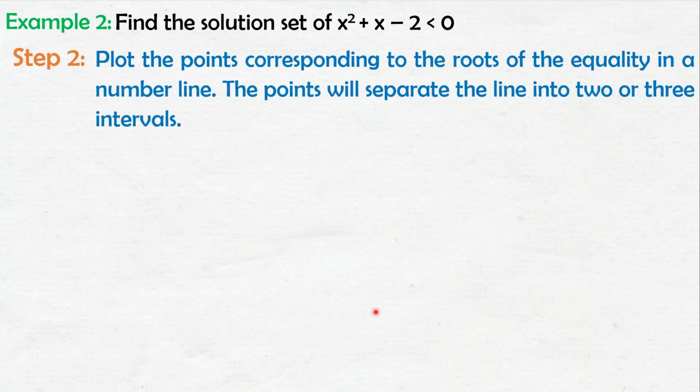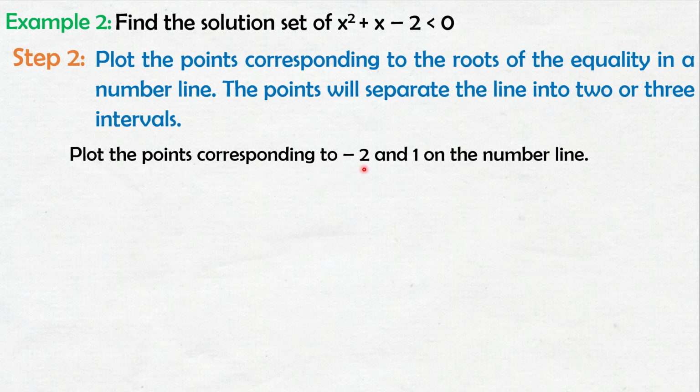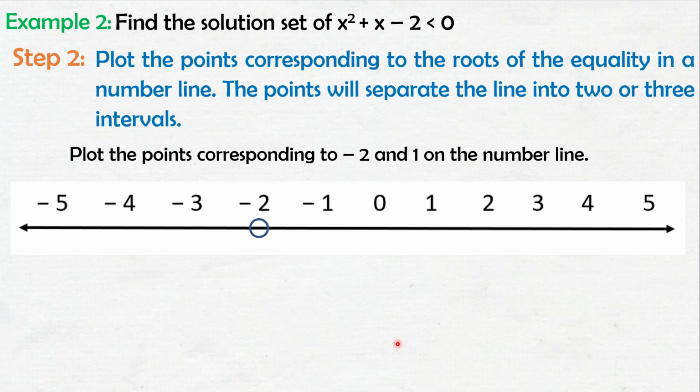Step 2, ipa-plot natin yung points or yung roots na nakuha natin kanina. So plot the points corresponding to negative 2 and 1 on the number line. Yan nakuha nating roots kanina, di ba? Negative 2 and 1. So plot natin siya sa number line, si negative 2 at si 1. Again, hollow yung dots natin dito. Wala silang laman sa loob. Ibig sabihin niyan, hindi kasama si negative 2 at si 1 sa solution set natin. And by just looking at this quadratic inequality, this is less than sign. So again, yung mga points na makukuha natin ay hindi kasama sa solution set.